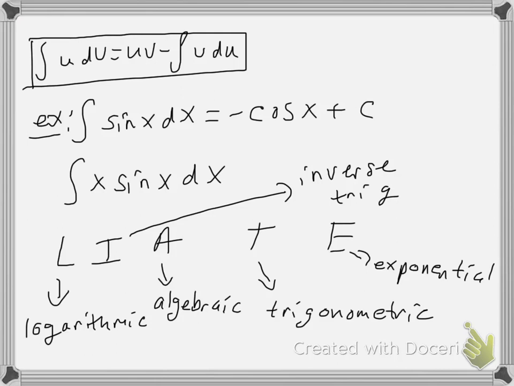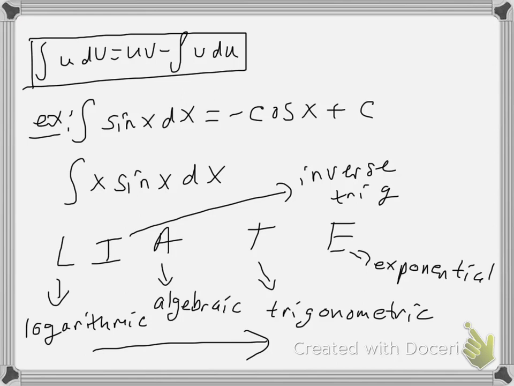Now the key idea behind this LATE word with, of course, the I in it, is as you work from left to right according to LATE, including the I, the first function that appears in the integral will be your choice of u, and then the second will be your choice of dv.